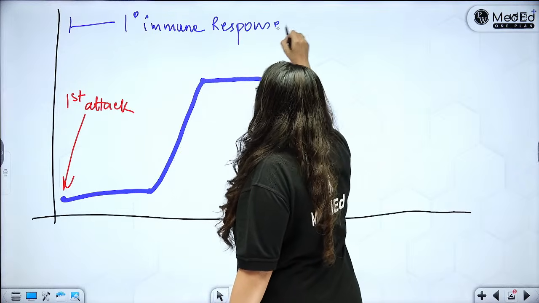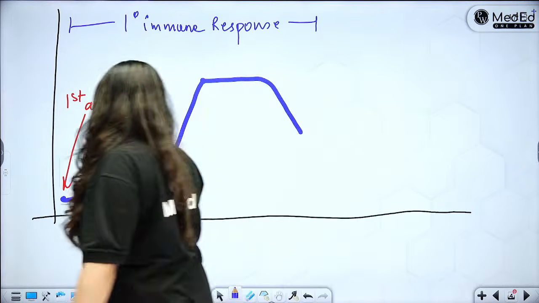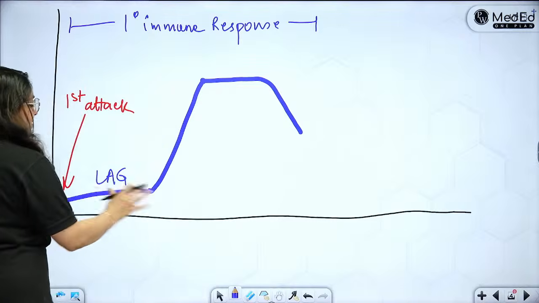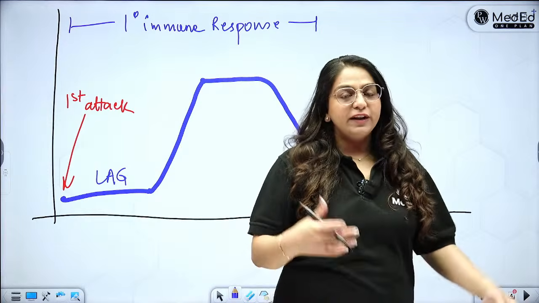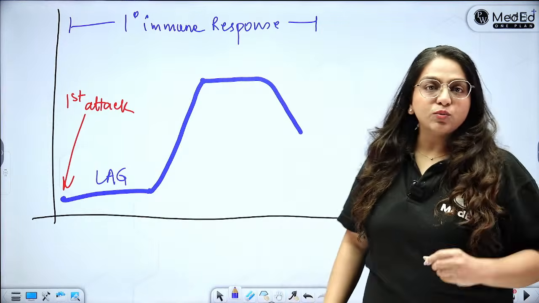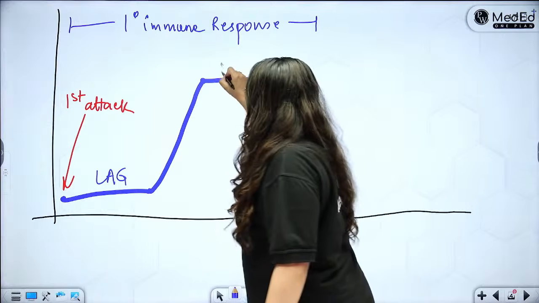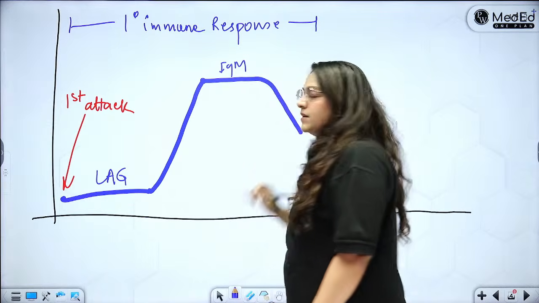So I am saying that the lag phase, what is the lag phase? This is the lag phase. It is there, and then the first antibody which rises, if at all there is an antibody response, is mostly always IgM. So it rises and it falls after some point of time.